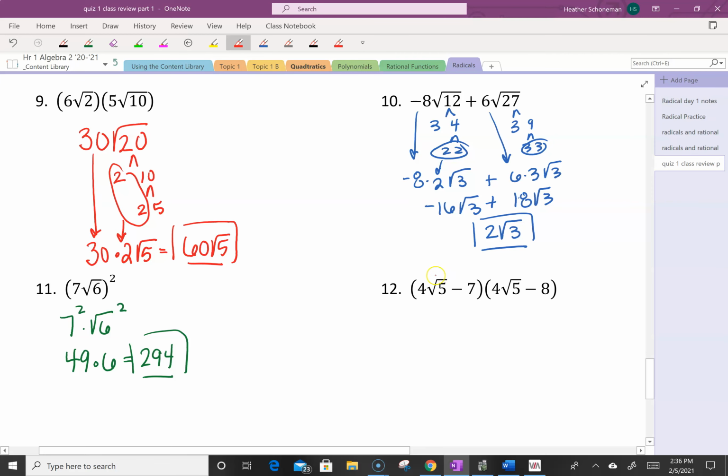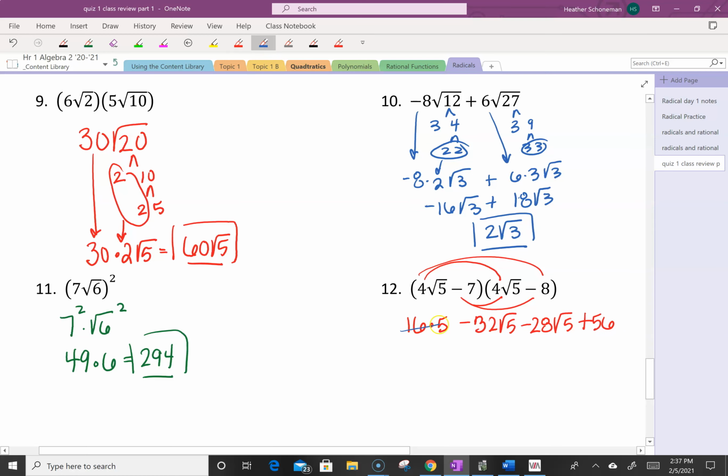On the last one, this is not the conjugate, so we cannot do the shortcut. We've got to multiply this out. So 4 square root 5 times 4 square root 5. Well, 4 times 4 is 16. Square root 5 times square root 5 is 5. 4 times negative 8 would give us negative 32 square root 5. In the middle, we get negative 28 square root 5. At the end, negative 7 times negative 8 is positive 56.